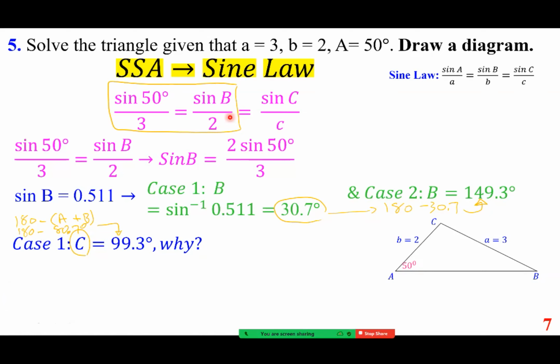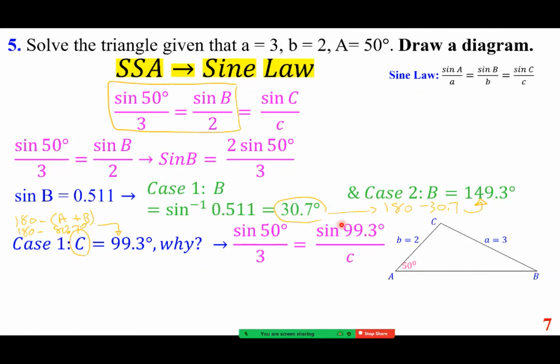So if we want to continue with the sine law, now we're going to use this part because we have the capital C, so sine of 99.3 degrees. And we're going to use it with this part. So sine 50 over 3 equals sine 99.3 over lowercase c.